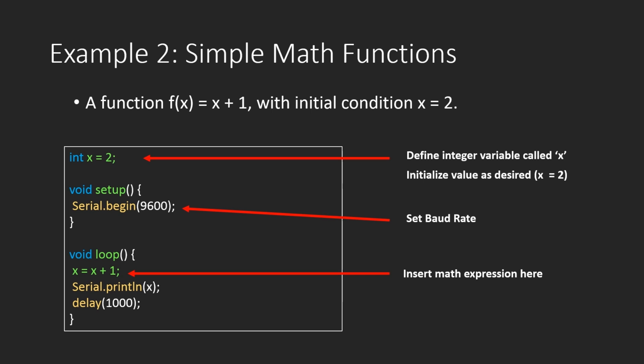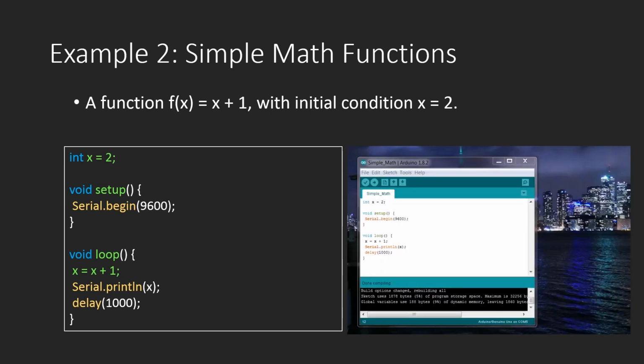In this case, we'll write a function of the form f(x) = x + 1 with initial condition x = 2. So what we want to do is to keep adding a value of 1 to the previous value. And here's how this simple code will look like. First, you define an integer variable called x equals 2. Next, you set up the baud rate, and we're using 9600 as in the previous examples. Inside the loop function, we write our mathematical expression. So you can tell that x is going to be updated every cycle. I've also included a delay of 1000 milliseconds, meaning that every 1 second we will display the current state of x. So I'm going to copy and paste this code into the Arduino IDE.